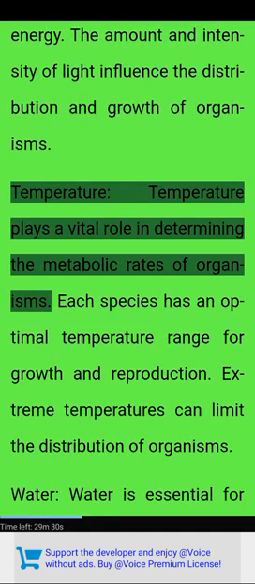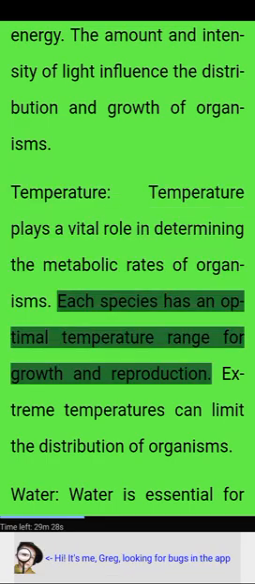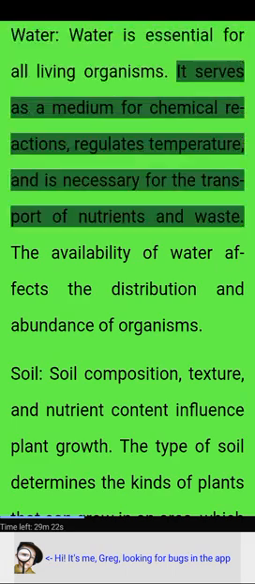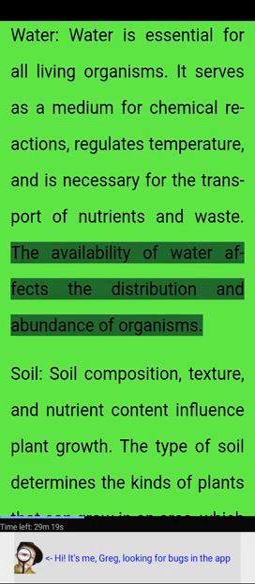Temperature. Temperature plays a vital role in determining the metabolic rates of organisms. Each species has an optimal temperature range for growth and reproduction. Extreme temperatures can limit the distribution of organisms. Water. Water is essential for all living organisms. It serves as a medium for chemical reactions, regulates temperature, and is necessary for the transport of nutrients and waste. The availability of water affects the distribution and abundance of organisms.